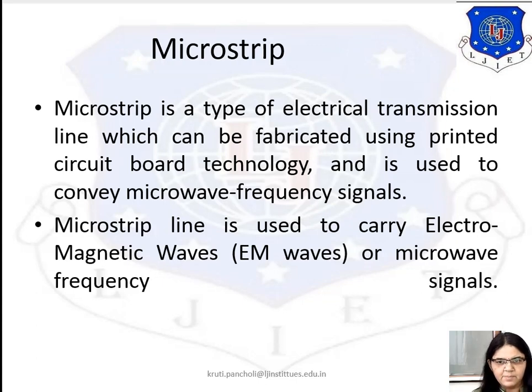Microstrip line is a type of electrical transmission line which can be fabricated using printed circuit board technology and is used to convey microwave frequency signals. Microstrip transmission line is used to carry electromagnetic waves of a microwave frequency.